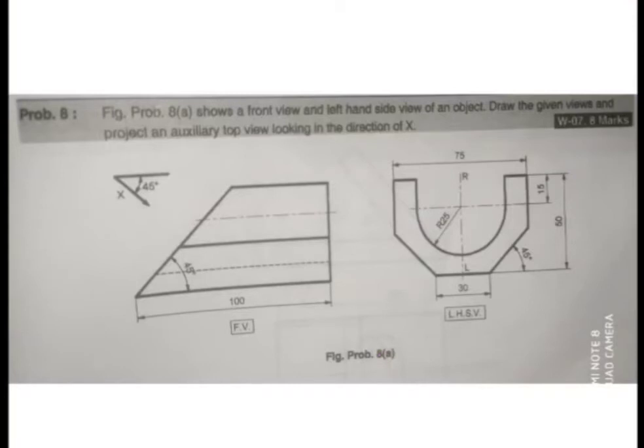Now we have to draw this problem. The procedure to draw this problem: first I read the problem. A figure shows the front view and left hand side view of an object. Draw the given views. Project an auxiliary top view looking in x direction.